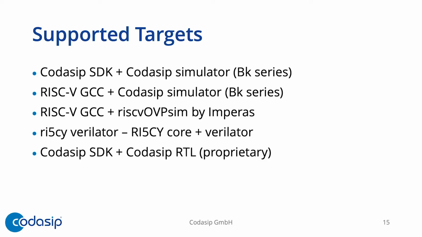So here is the list of currently supported targets. We have successfully integrated Codasip SDK with Codasip Simulator, RISC-V GCC with Codasip Simulator, RISC-V GCC with RISC-V OVP SIM by Imperas, RISC-V Verilator, and Codasip SDK with Codasip RTL, which is proprietary, so we did not include the target in the GUI.